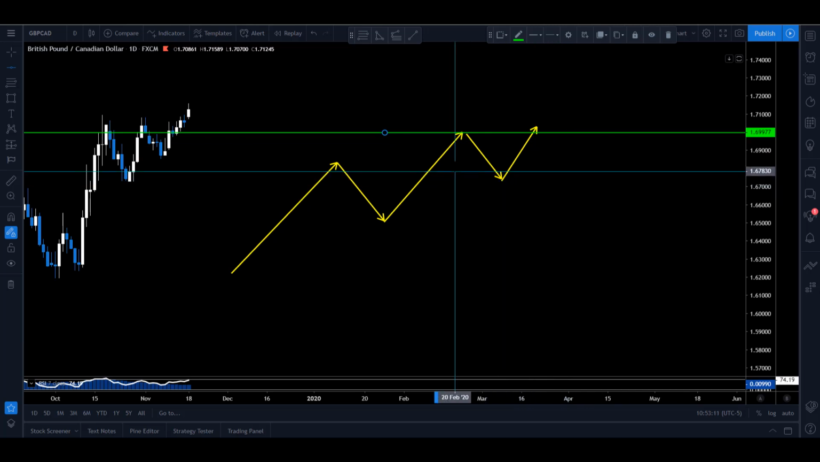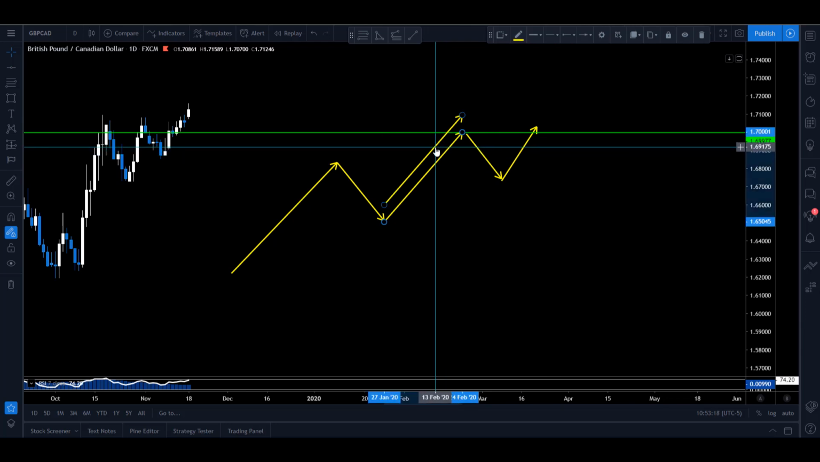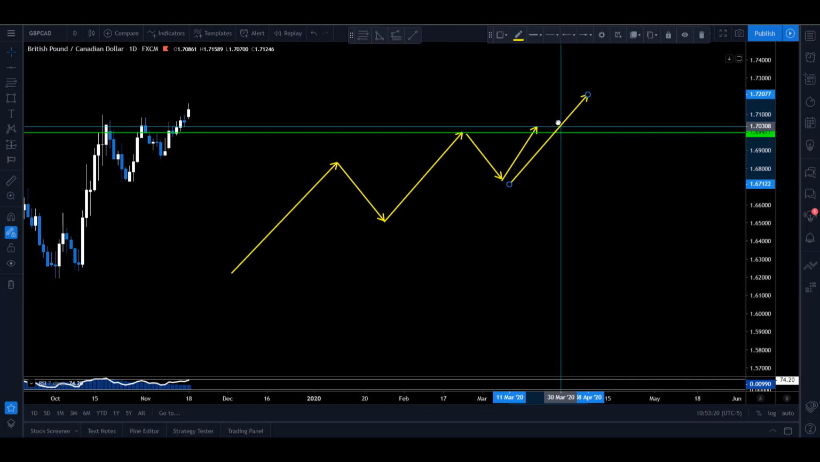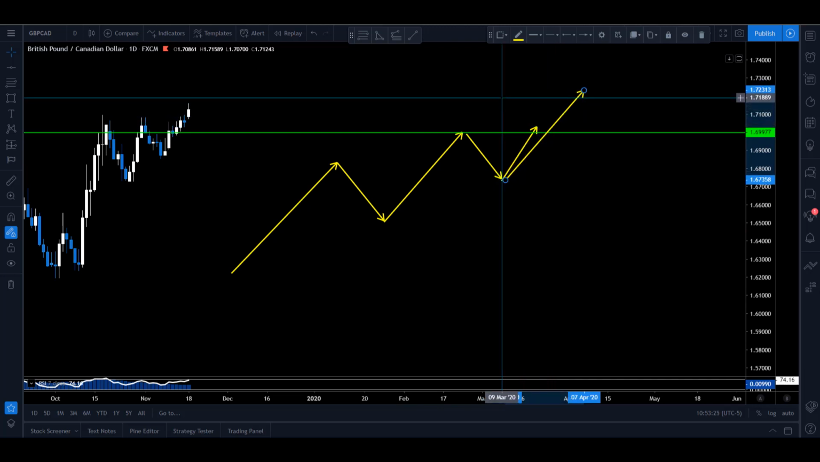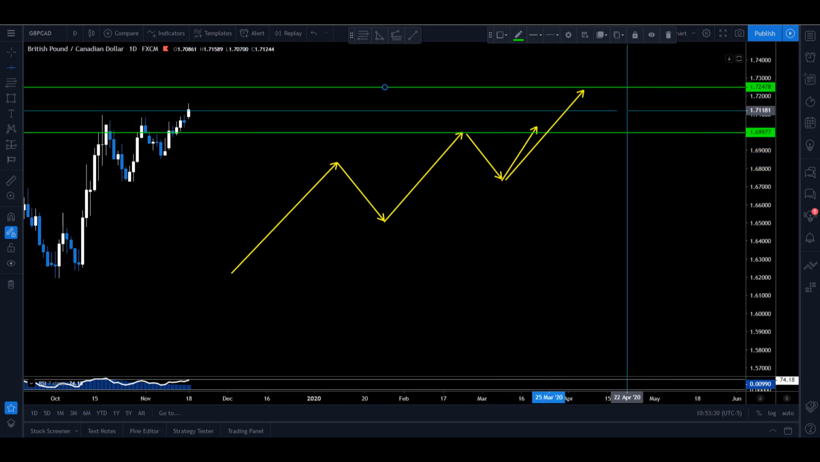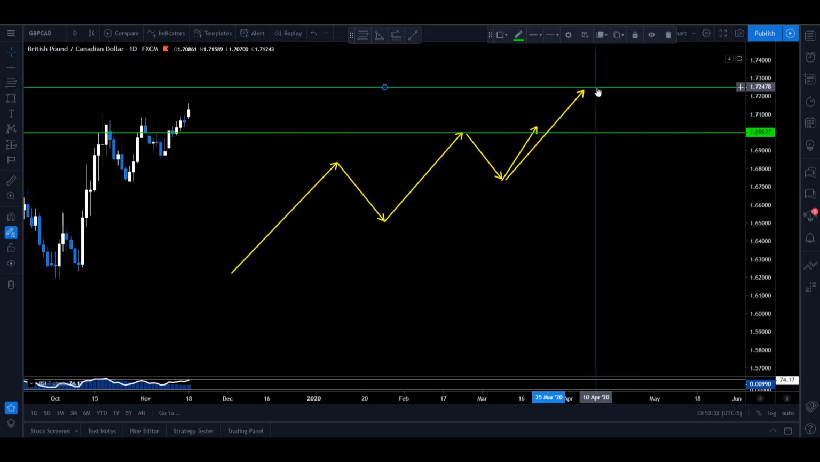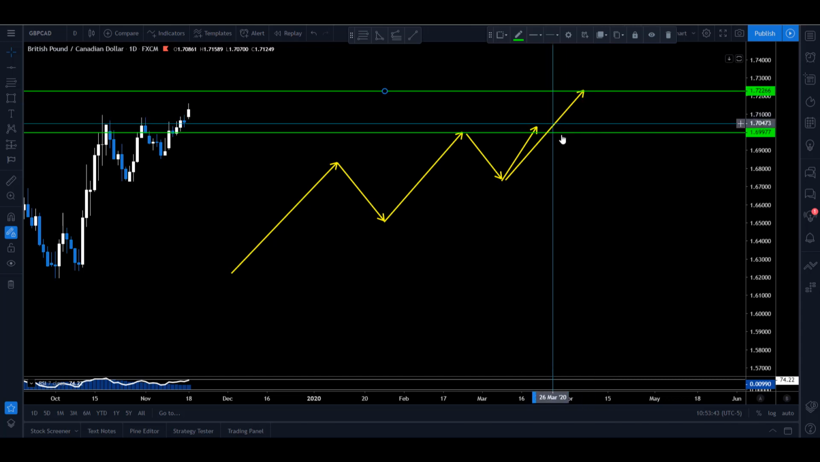Well, now we can use that AB equals CD pattern to address that. So I can take the equal length of our previous extension, I can drag it onto our pullback here, and I can predict that if the market is moving harmonically, then we should see an equal measured move. So the next area of relief should come somewhere in this area. Again, it doesn't always happen like this. There are other factors that you want to take into account, but this is something that you can use to help your prediction. And this prediction helps you in two ways.